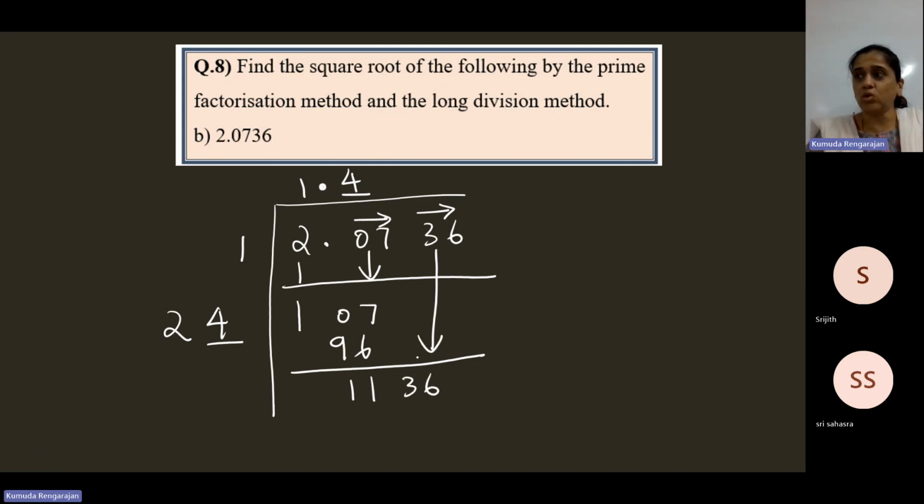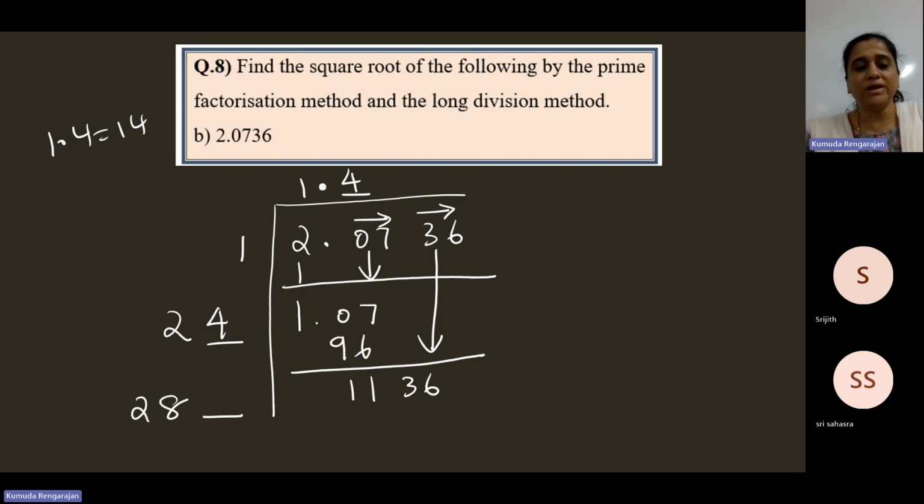26. Double the quotient. What's the quotient? 1.4. Don't see it as 1.4. See it as 14. See it without the decimal point. The quotient is 1.4, but see it without the decimal point. So 14. Double it. 28, not 196. Not 14 into 14. 14 into 2. Quotient is always into 2.